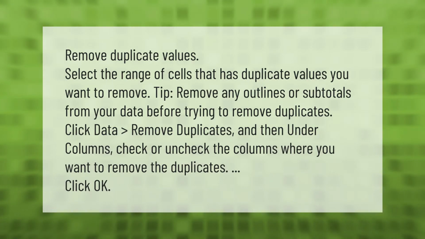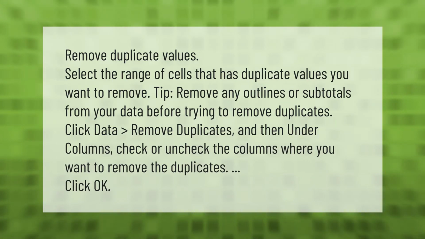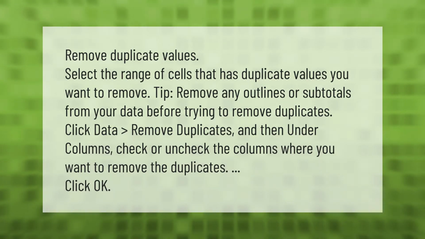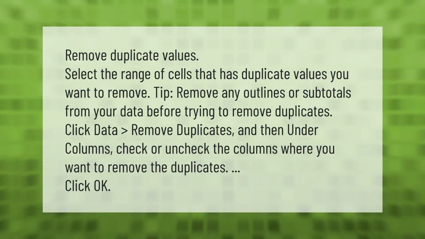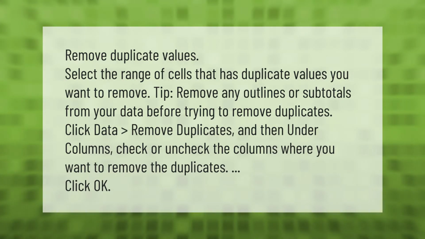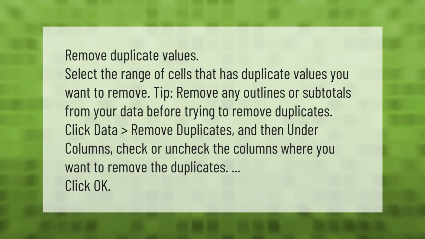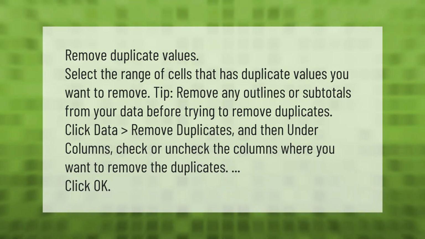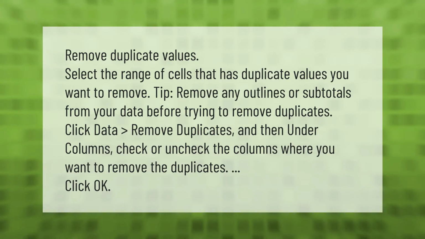Remove duplicate values. Select the range of cells that has duplicate values you want to remove. Tip: remove any outlines or subtotals from your data before trying to remove duplicates. Click Data, Remove Duplicates, and then under Columns, check or uncheck the columns where you want to remove the duplicates. Click OK.